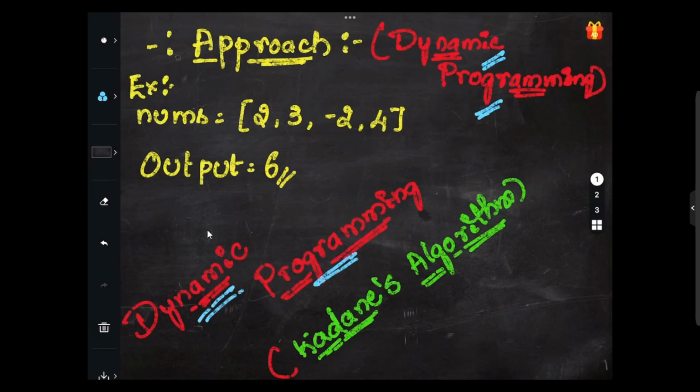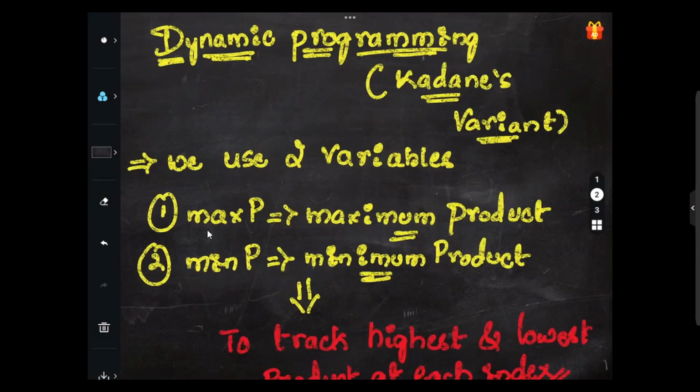We will be making use of Kadane's variant, or Kadane's algorithm, along with dynamic programming. Here I have considered the same first example given in the question: 2, 3, -2 and 4, and the output has to be 6. Let's come to step 1. We will be making use of two variables: one is the maximum product and the other is the minimum product.